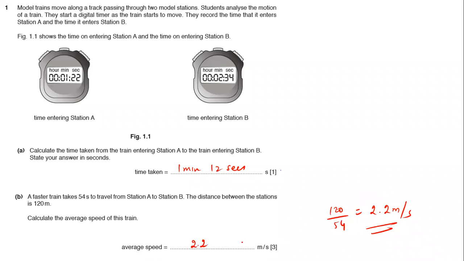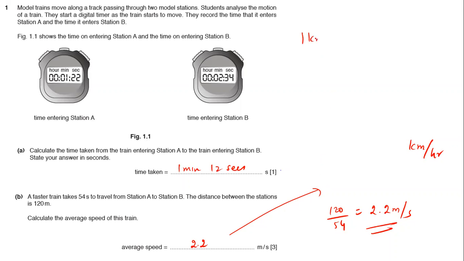Can you convert this? Suppose I had not asked you for meters per second and I asked you to convert it into kilometers per hour. How do I convert this? If the answer was to be given in kilometers per hour, how do you do that? It'll be 2.2 into 5 by 18.